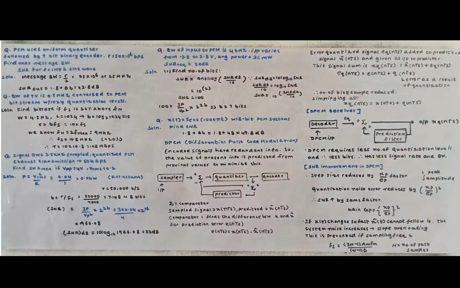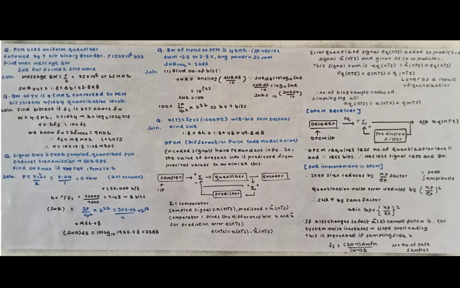Right. So next question: PCM uses a uniform quantizer followed by a 7-bit binary encoder. The bitrate is given as 50 times 10 power 6. Find the maximum message bandwidth. As we just saw, the maximum message bandwidth is the same as the minimum message bandwidth. It's R by 2, which is 25 times 10 power 6. The SNR: since this is a message signal and it's a sine wave given to us at a frequency of 1 megahertz, we use 1.8 plus 6b, which becomes 43.8 decibels.